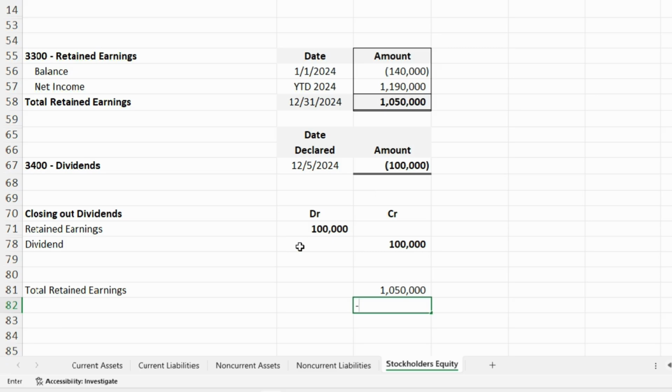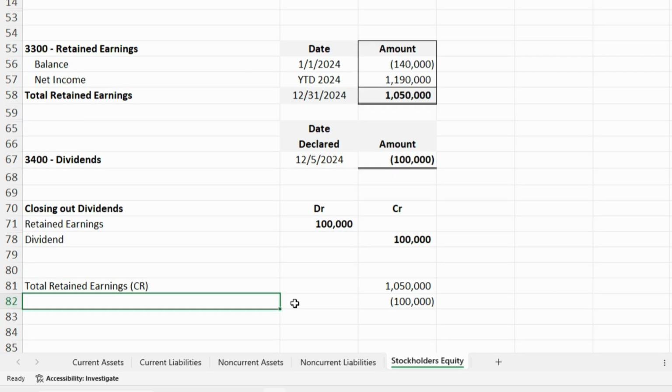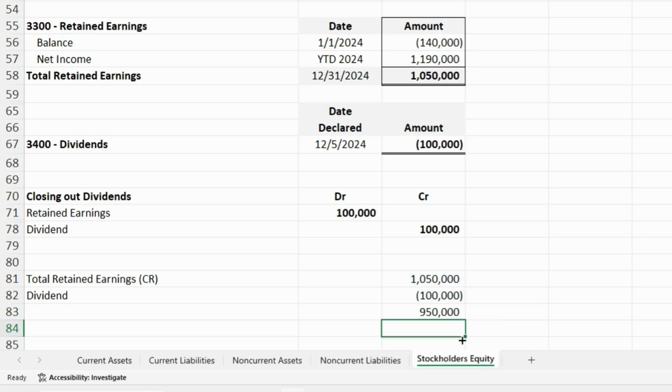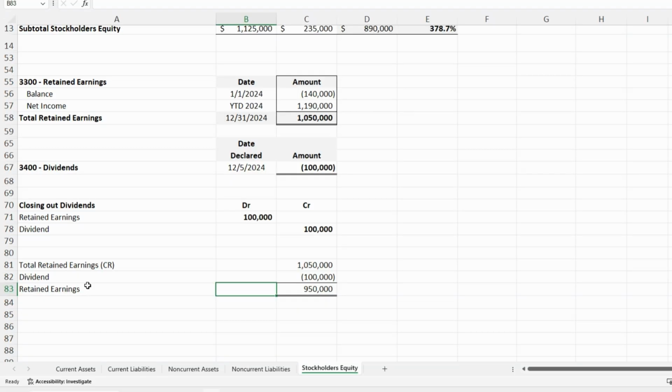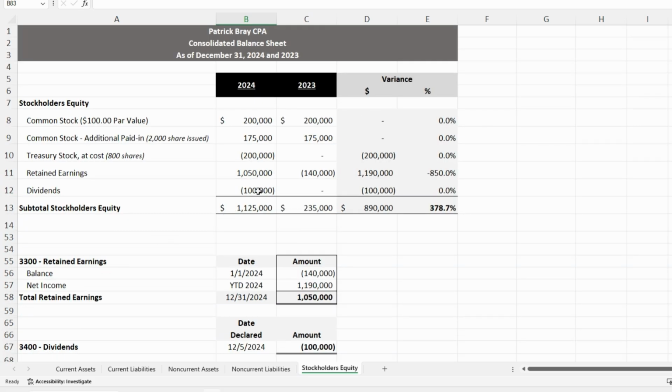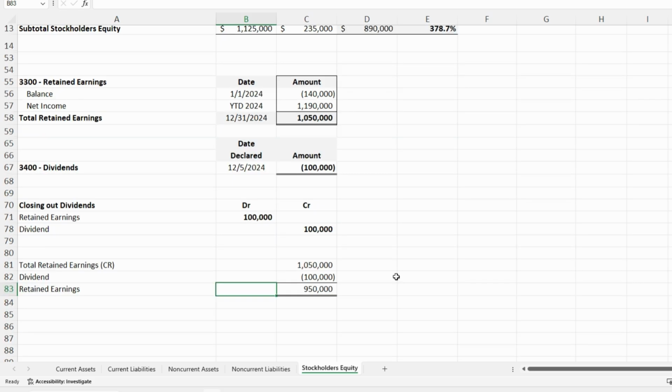And when we close out the dividend to retained earnings, since retained earnings is a credit balance, the dividend is going to reduce our retained earnings. So ultimately, when I do the year-end close, I'm not going to do this in this full balance sheet here. Ultimately, the retained earnings will be $950,000 once I close out this dividend that was declared. And the balance sheet will ultimately reflect 0 for the dividend, and it will reflect $950,000 for retained earnings. I just wanted to go over that so you can see what happens when you do a year-end close and close out dividends to retained earnings.